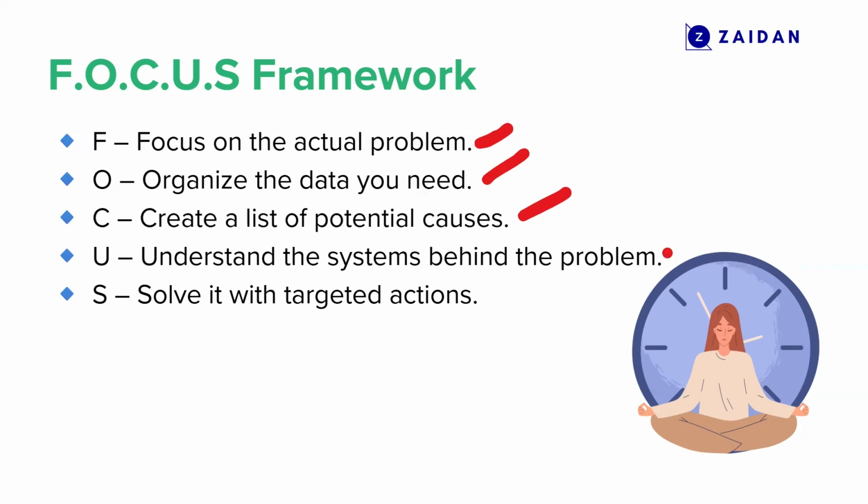U stands for understanding the underlying systems. Now, here you need to look beyond isolated incidents. Ask questions like, what in our process or system is allowing this problem to occur repeatedly? This helps you move from blame game to improvement. For example, maybe team members are not failing, the resource allocation model is failing.